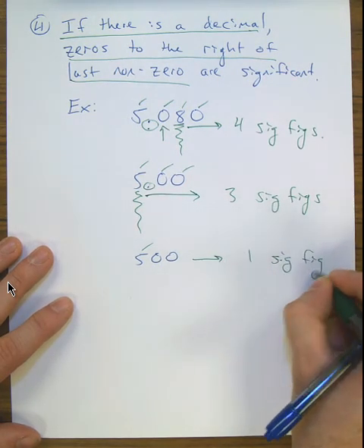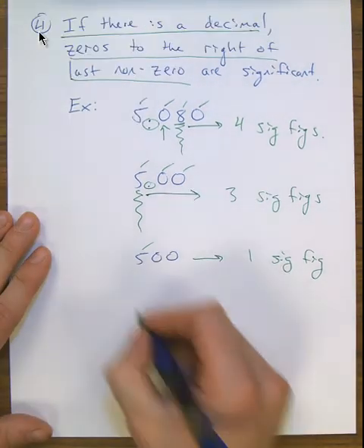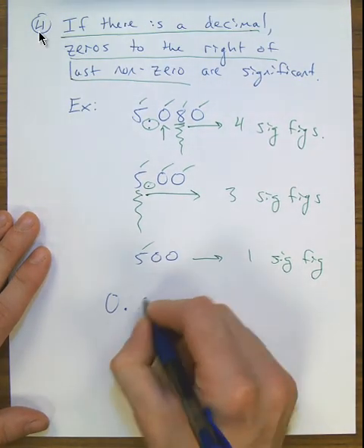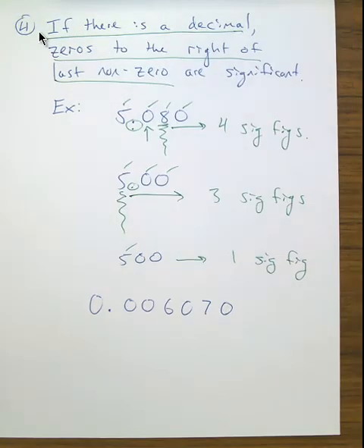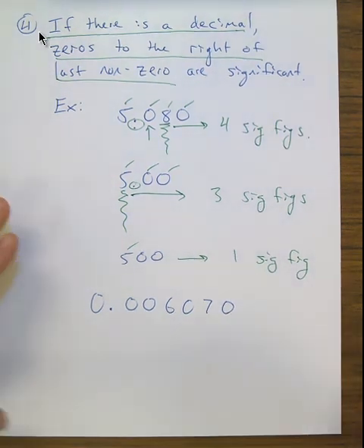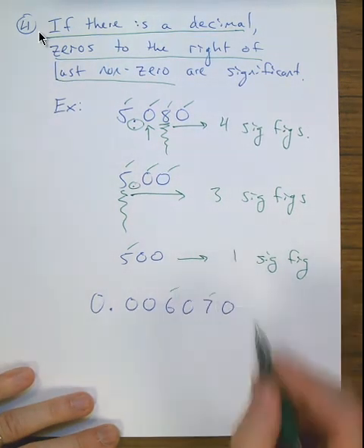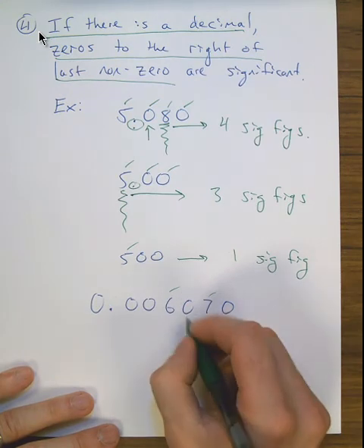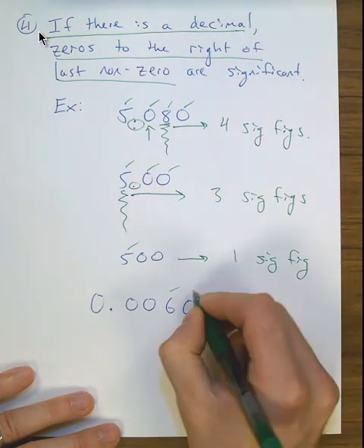Now, let's look at one that has all 4 rules playing in at the same time. Let's look at the number 0.006070. Looks pretty big. It's tough to count because you have to actually apply all 4 rules. But if you follow it systematically, it makes sense. So I have 2 non-zeros here and here. Hey, there's a 0 squished. So this 0 is squished. And because it's squished, it does count.